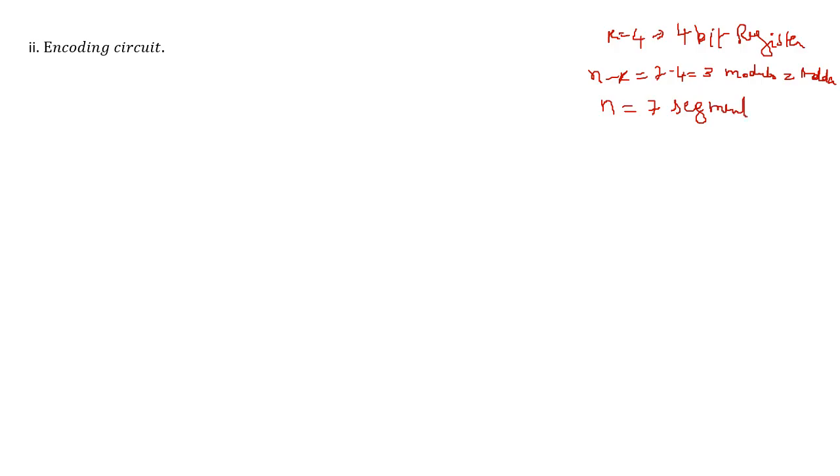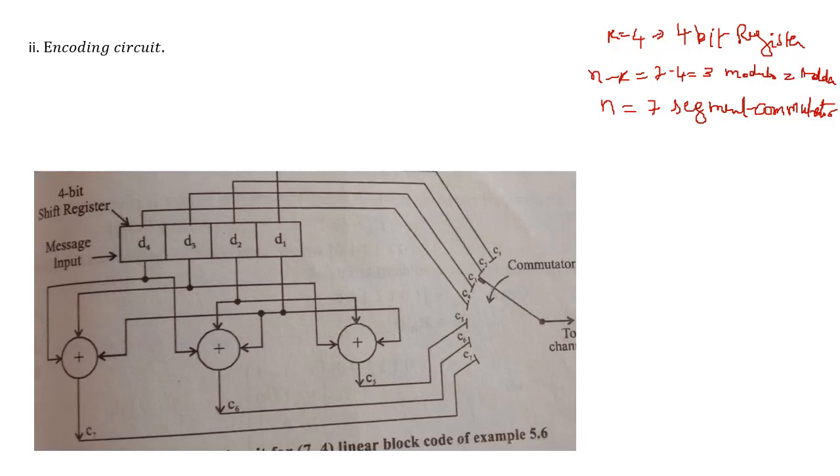Next, to draw the encoding circuit, we already know that we are going to have a k-bit shift register. So k is equal to 4 here, so we'll have a 4-bit shift register. Second, you are going to have n minus k modulo 2 adders. So 7 minus 4 is equal to 3, so 3 modulo 2 adders. The third component is an n segment commutator. So n is equal to 7, so you are going to have a 7 segment commutator. These are the 3 components which will be present in your encoder circuit and the diagram goes like this.